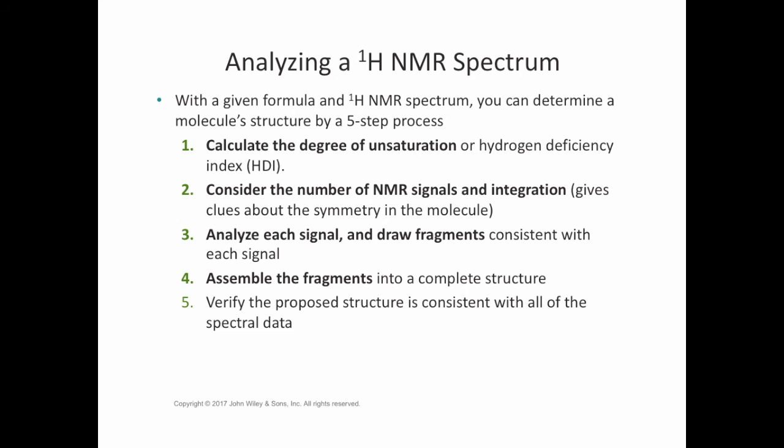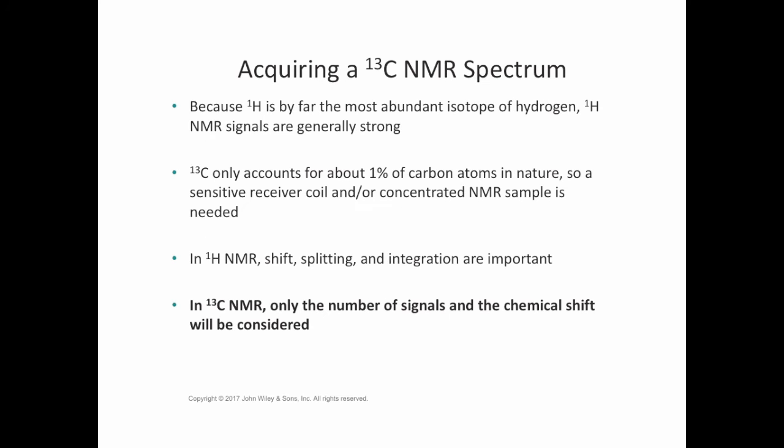If you're given a formula and a proton NMR spectrum, here are the 5 steps you want to go through. First, calculate the degree of unsaturation. That'll tell you the maximum number of double bonds and or rings that might be present. Then you want to consider the number of signals and integration. That's going to give you clues about the symmetry in the molecule. Then you're going to analyze each signal and draw fragments, and then try to assemble those fragments into a complete structure. And then finally, see if this proposed structure is consistent with all the data you have.